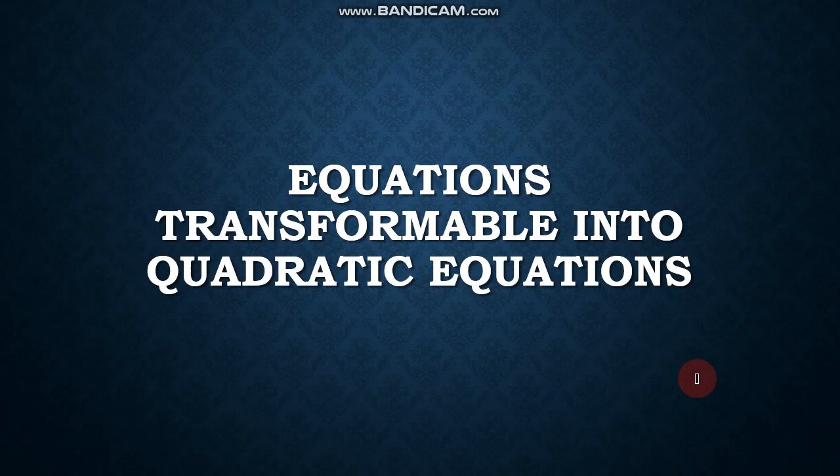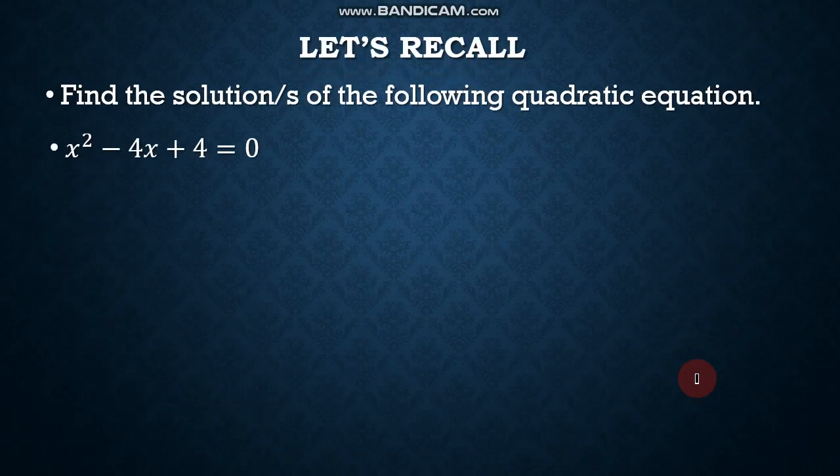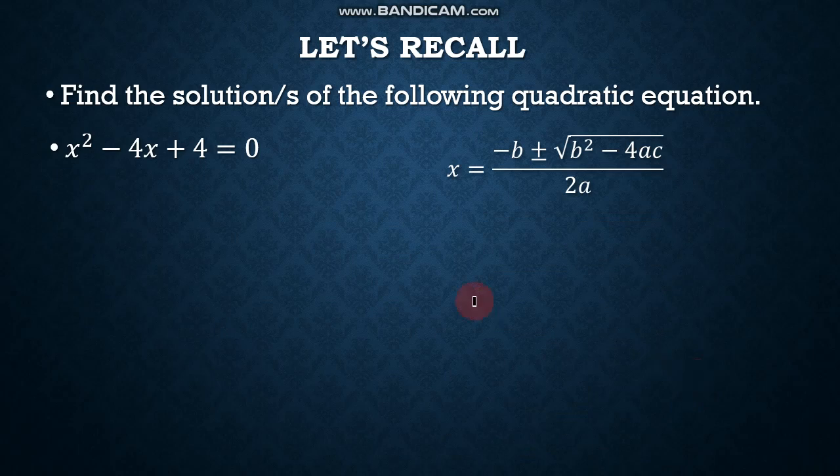Before we proceed to our lesson, let's recall how to find the solution of the following quadratic equation. Let's have this: x squared minus 4x plus 4 equals 0. In our previous lesson, we discussed the four methods of solving quadratic equations, and those are extracting square root, factoring, completing the square, and quadratic formula. I'm going to use the quadratic formula, and this is our quadratic formula.